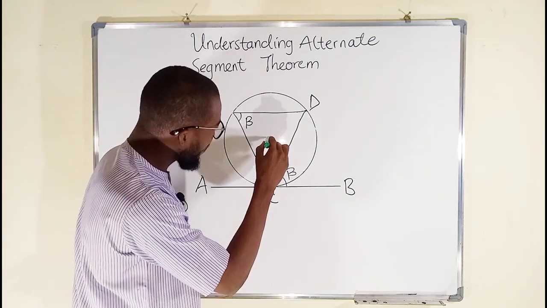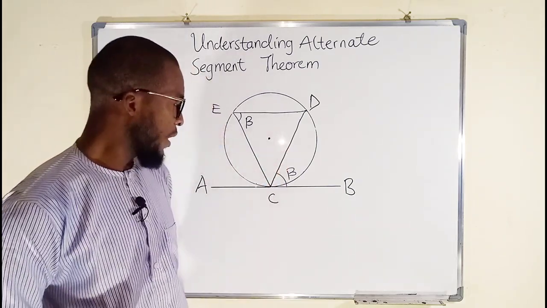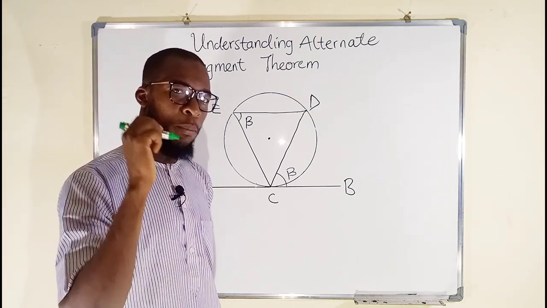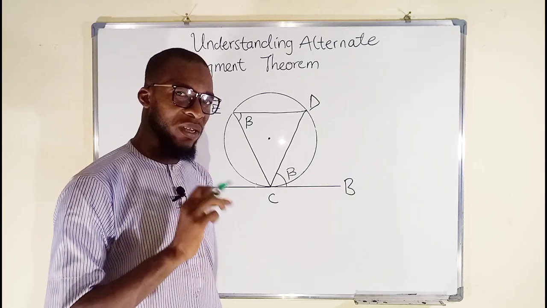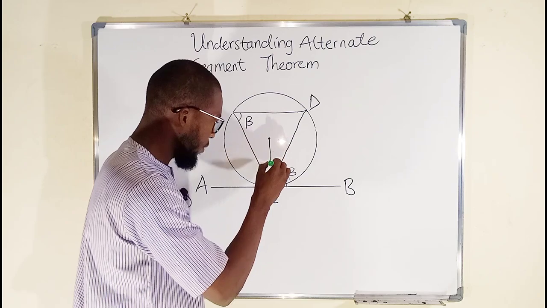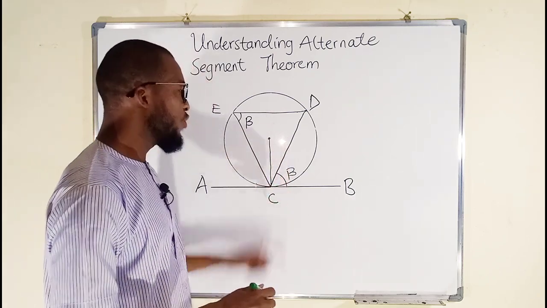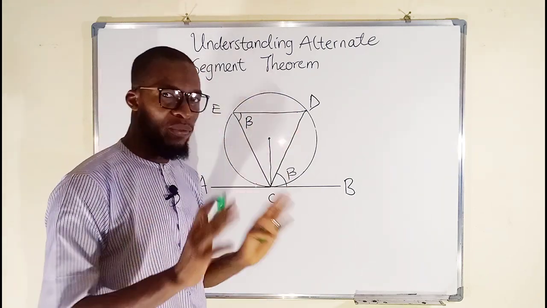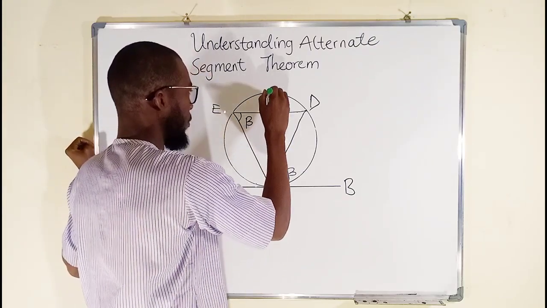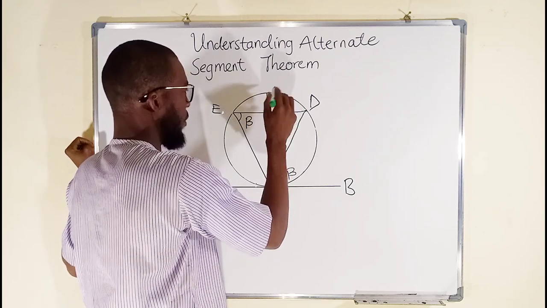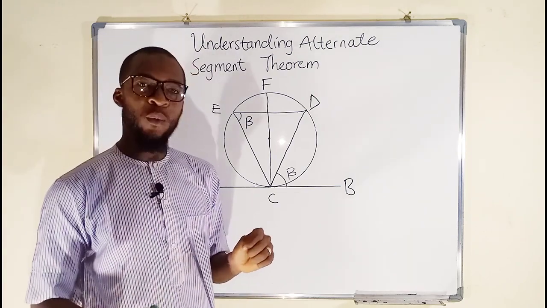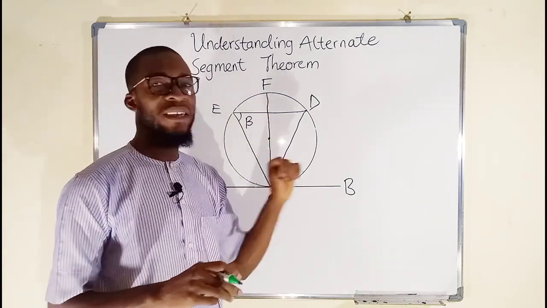Let's assume this is the center of the circle. We want to construct a radius that will touch that point of contact between the circumference and the tangent, which is point C. If we extend the radius to the top, it becomes a diameter. So let me extend it to the top. Let me call this one F. Now we are going to connect F and D together.